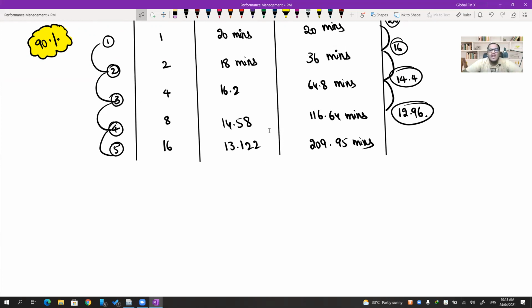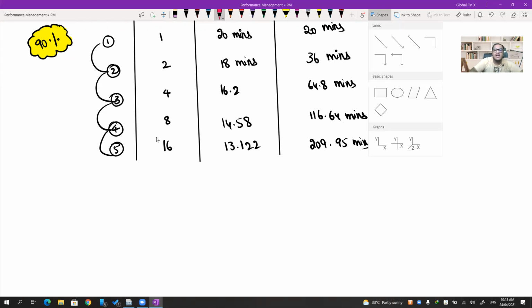After a point, what will happen? Your labor will reach an efficiency point. They'll reach a point where they cannot do it much faster than that. They are already at the peak stage. They are perfect in it already. Now there is no more learning as such. They learned everything that is possible in the production process. They are at their peak. That is where your learning rate will stop.